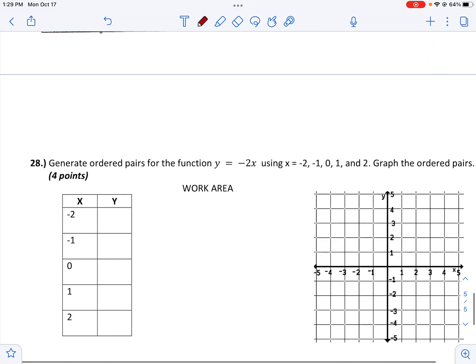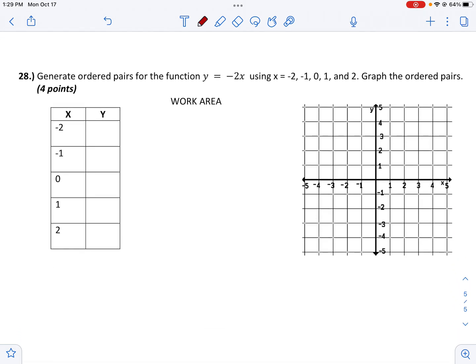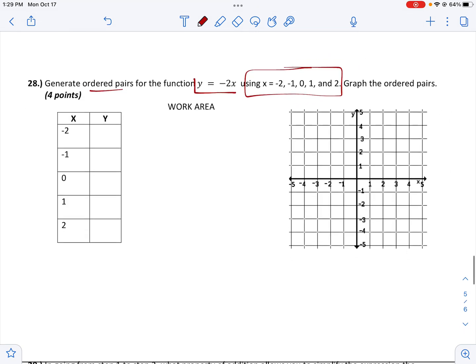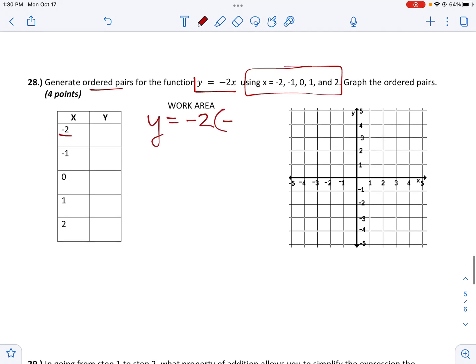All right, number 28. Generate ordered pairs for the function y equals negative 2x using these as your x values. They're already put into your table. Let's graph the ordered pairs. Now, I do want to see work, so please make sure you add the work. We're going to start off with y equals negative 2 times negative 2. I'm substituting in for x. So y equals, well, negative 2 times negative 2 is 4. Then I can go graph it. Negative 2, 4.